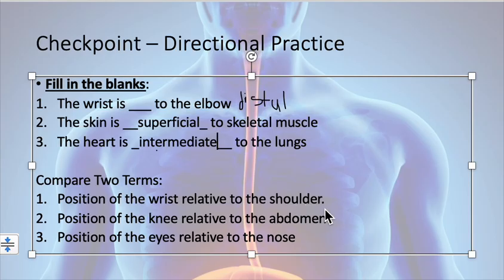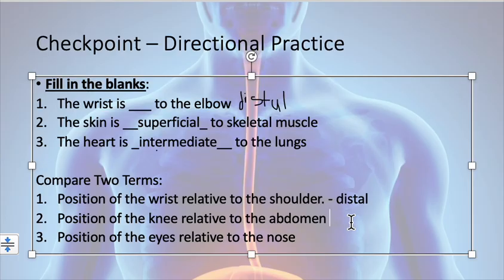Now, compare the position of the wrist relative to the shoulder. So we would say that the wrist is distal relative to the shoulder. The shoulder is more proximal. It's closer to the origin, or to the torso, if you will, of the body. Position of the knee relative to the abdomen.